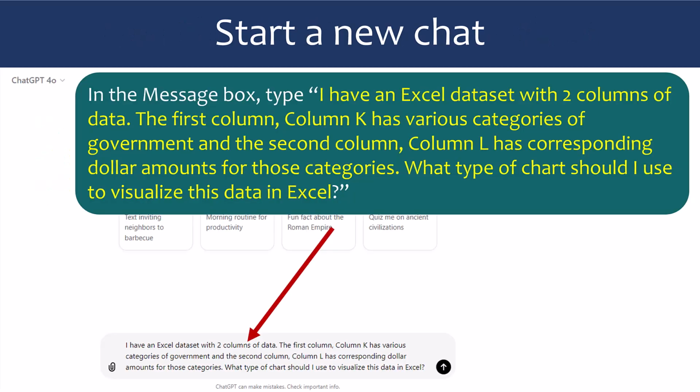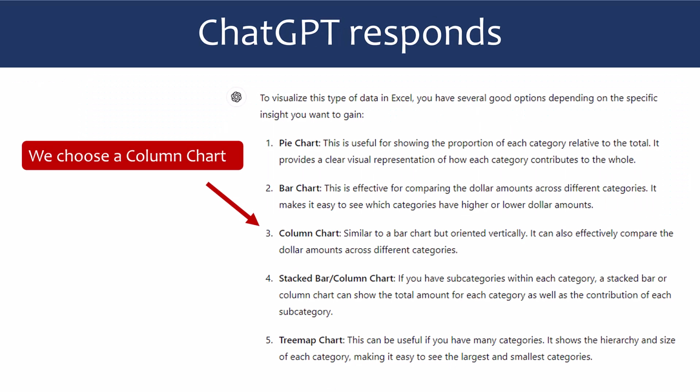Start a new chat. And in the ChatGPT message box, type: I have an Excel dataset with 2 columns of data. The first column, column K, has various categories of government, and the second column, column L, has corresponding dollar amounts for those categories. What type of chart should I use to visualize this data in Excel? ChatGPT replies with 5 options for different types of charts and gives helpful guidance for choosing the correct one. Our data is simple with only 3 categories and no subcategories, so we will choose a column chart.